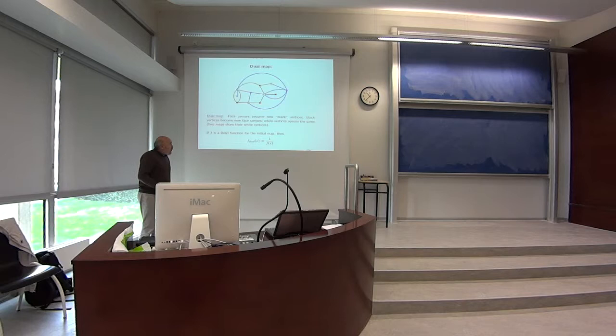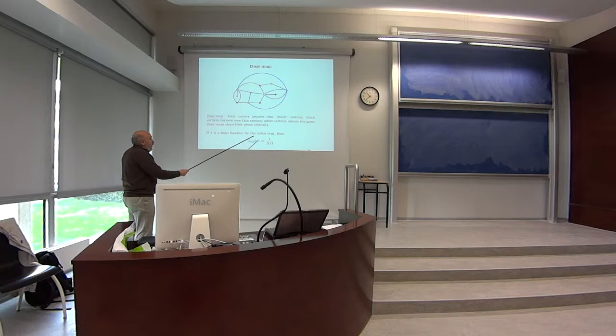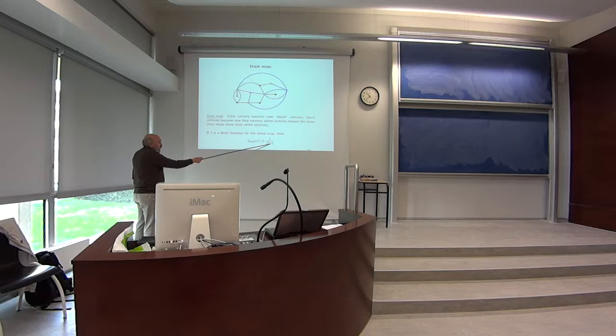So the Belyi function for a dual map is just 1 divided by the Belyi function of the initial map. 1 divided by this function, so the zeros are sent to infinity. The value infinity is sent to zero, and one remains invariant.